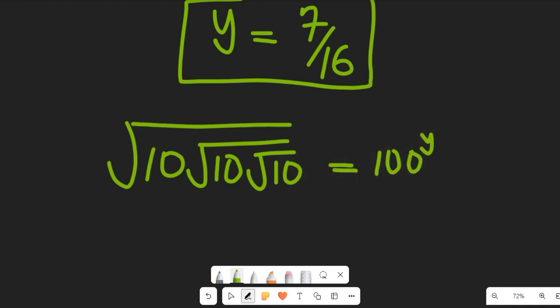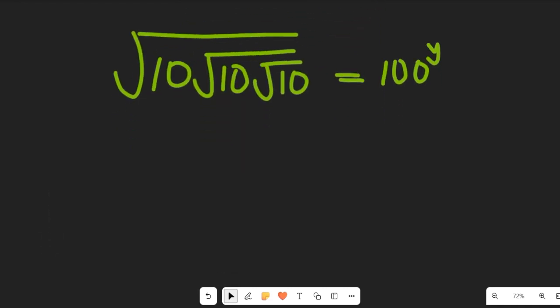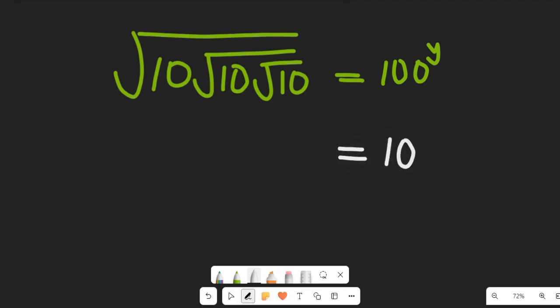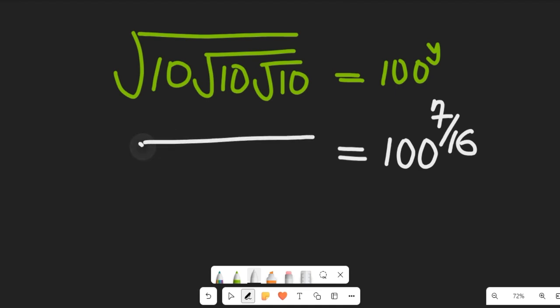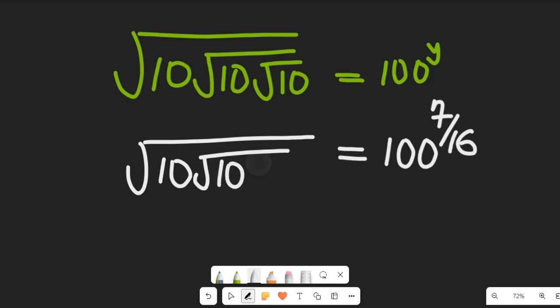So we're going to insert the value of 100y and see if the left hand will give us the value of the right hand. So we're going to have this place to become 100 to the power of 7 divided by 16. And this is going to give us, from here, we're going to have all this to become 10 multiplied by the total square root of 10 multiplied by the square root of 10.